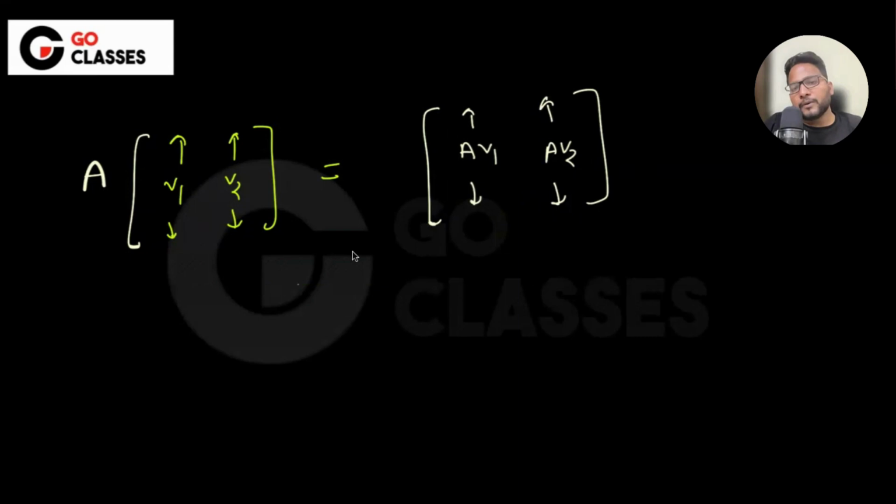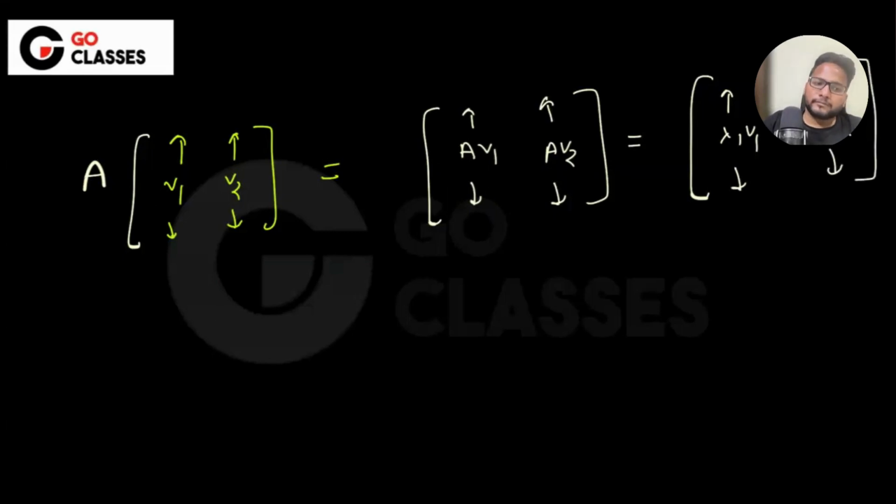Now suppose V1 and V2 are the eigenvectors. On top of that, they are the eigenvectors. Then what can you say? It is lambda 1 V1 and lambda 2 V2. Is this fine to everyone?